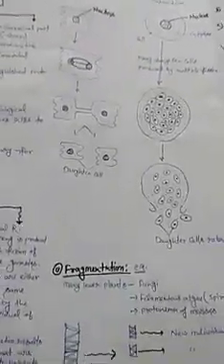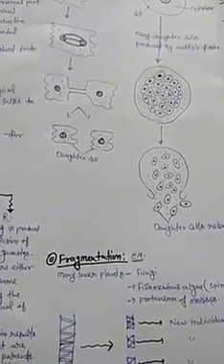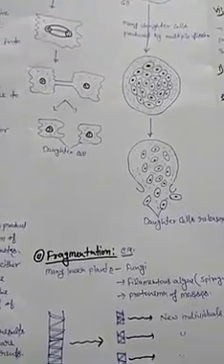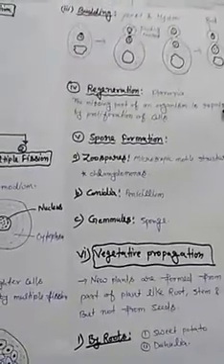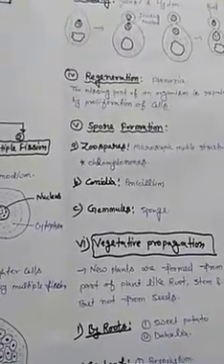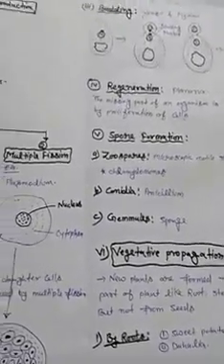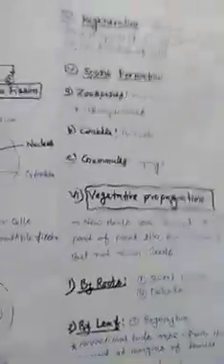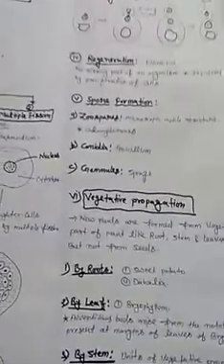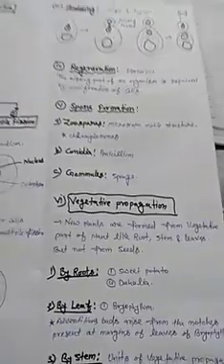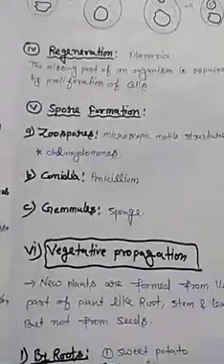Next type of asexual reproduction is fragmentation. Examples of fragmentation are fungi, filamentous algae and protonema of mosses. Next type of asexual reproduction is budding. Examples of budding are yeast and hydra. And next type of asexual reproduction is regeneration. The missing part of an organism is repaired by proliferation of cells, which is called regeneration. The important example of regeneration is planaria.